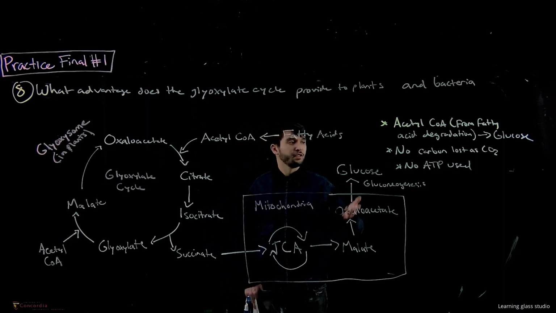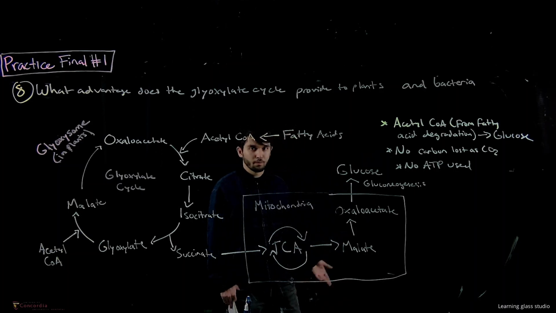Through this process, no carbon is lost as CO2, so that's nice. Also, no ATP is used until gluconeogenesis, which of course requires ATP. So it is a way for bacteria and plants to convert a lot of acetyl-CoA from fatty acid degradation to make glucose. And it sort of represents an alternate pathway through the citric acid cycle.